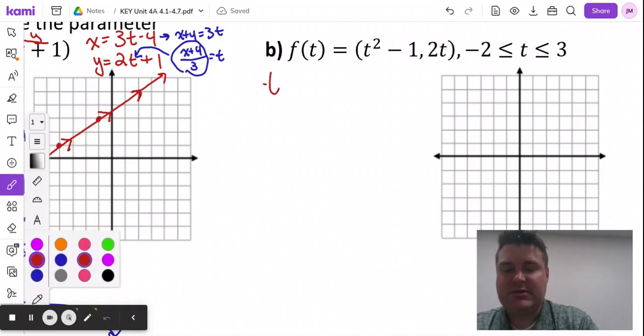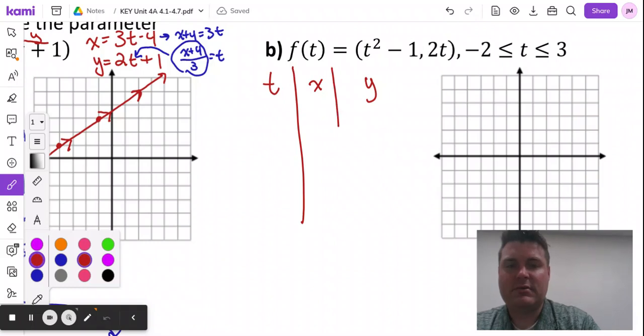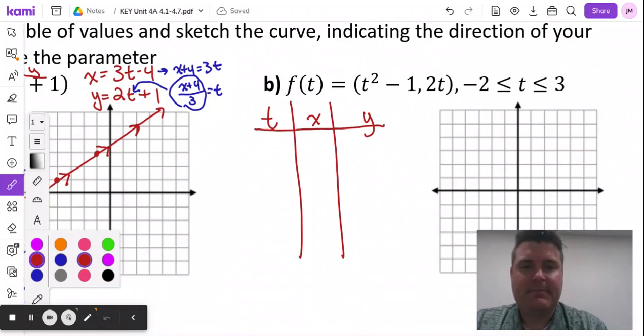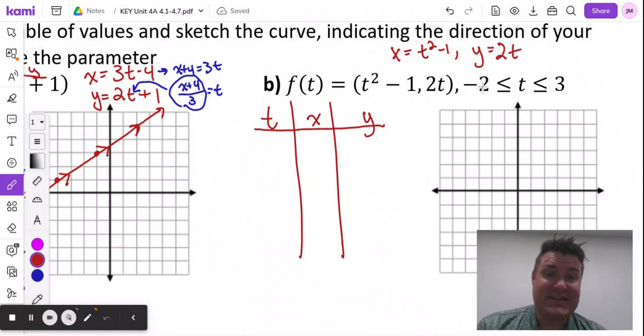So look at my t chart. So t, what's my x value and what's my y value? And again, if you're a little lost here, what's what? X is equal to t squared minus 1. Y is equal to 2t. And it gives us limitations on the t's. It says we're going to start from -2 and go all the way out to 3.